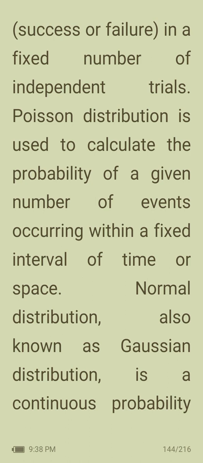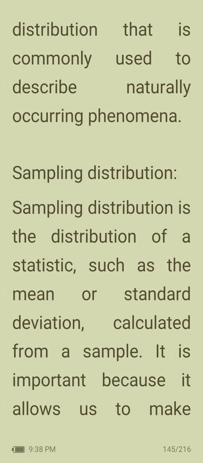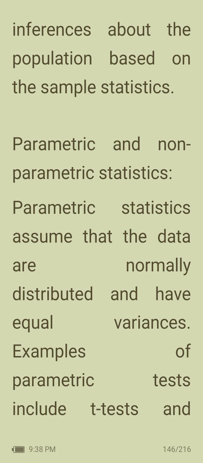Normal distribution, also known as Gaussian distribution, is a continuous probability distribution that is commonly used to describe naturally occurring phenomena. Then sampling distribution. Sampling distribution is the distribution of a statistic, such as the mean or standard deviation, calculated from a sample. It is important because it allows us to make inferences about the population based on the sample statistics.